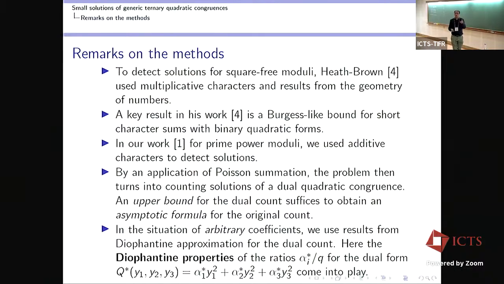Yeah, and that is actually the interesting part. That's not trivial. We use some ideas from Diophantine approximation for that, some results. I will not go into that method. That's the interesting part of this work. In particular, the Diophantine properties of the ratios of the coefficients with the modulus come into play. So they will be important, as we will see later on.